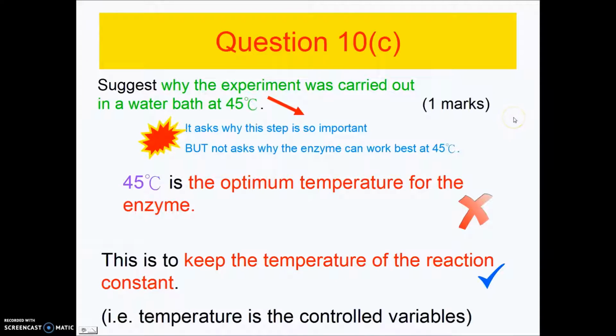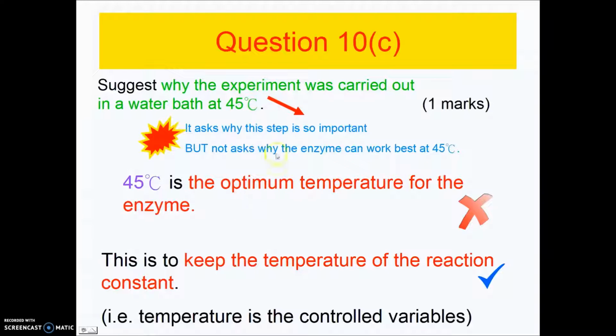So for question 10 part C, suggest why the experiment was carried out in a water bath at 45 degrees Celsius. So in this question, it only asks why this step is so important. Why do we need to keep it at 45 degrees Celsius, but not ask why the enzyme can work best at 45 degrees Celsius. So many students mention this: 45 degrees Celsius is the optimum temperature for the enzyme. Yes, it's correct. It's true, but not for this question.